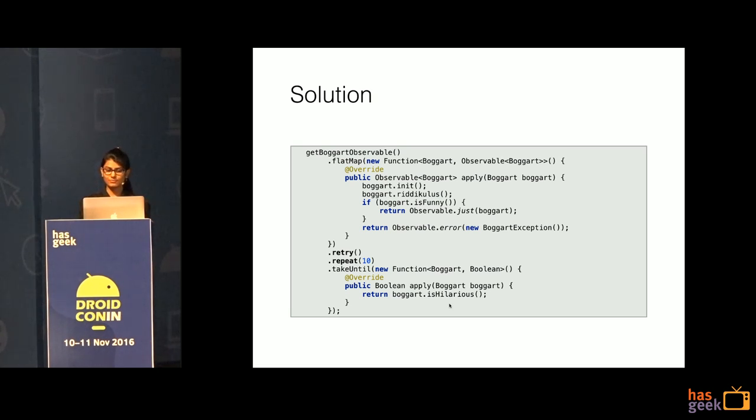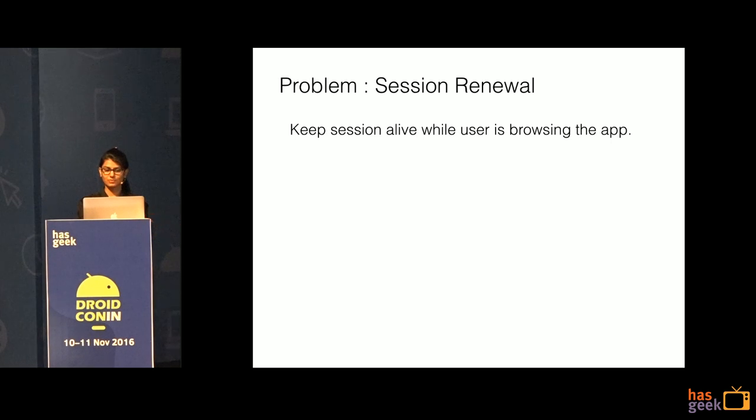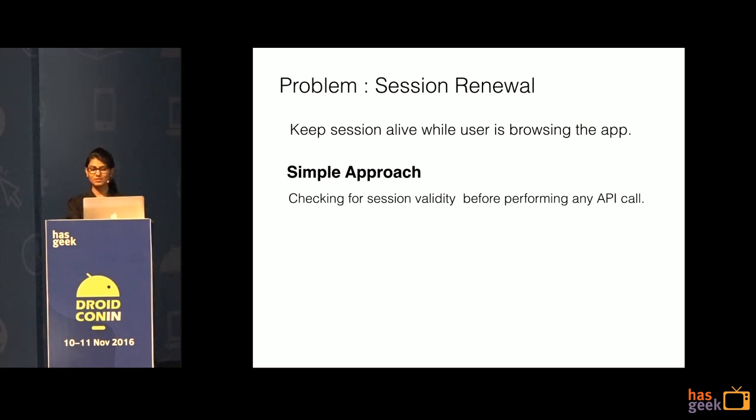So enough about retry and repeat and this fictional problem. Let's take a coding problem into the picture. The problem is we want to keep the session alive while the user is browsing the app. A simple approach would be checking for session validity before performing each and every API call. You need to place if checks before placing any API call. So the drawback is, as I told you, placing the session.isValid check before each API call. What you can do instead is renew the token repeatedly while the user is browsing the app. And that can be done using our repeat operator.